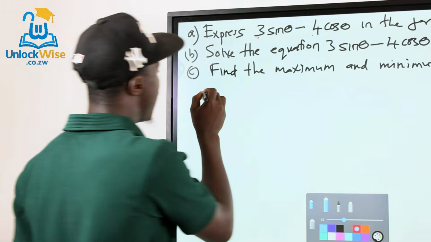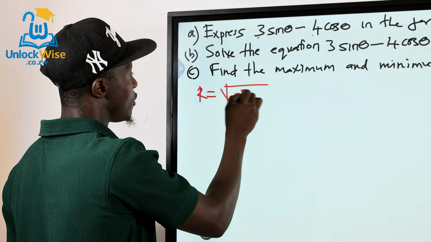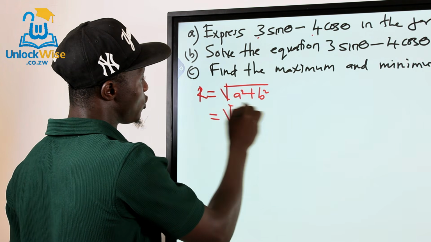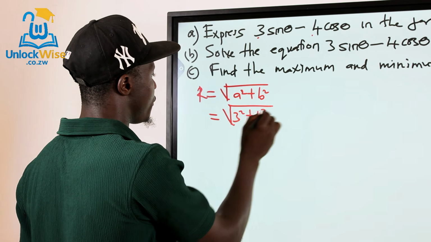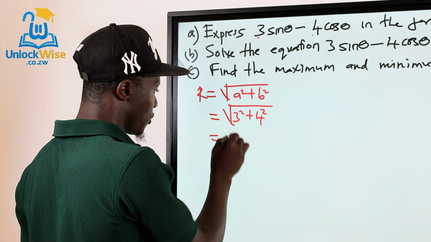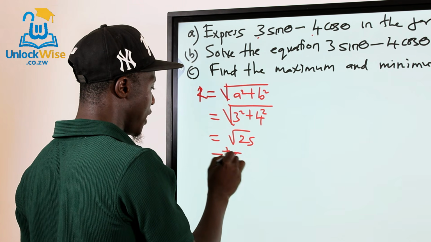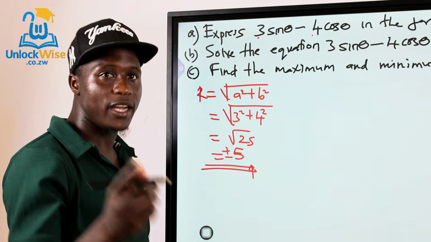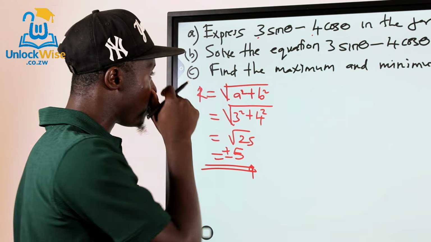For the value of r, we have to say square root of a squared plus b squared, which is equal to square root of 3 squared plus 4 squared, which is equal to square root of 25. That is equals to plus or minus 5. But on that part, we have to use 5, which is a positive 5.